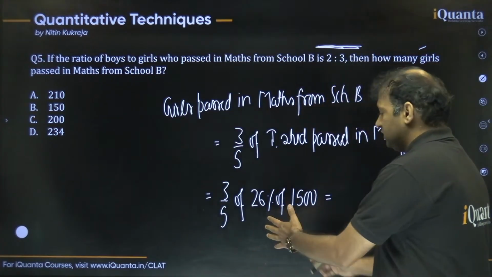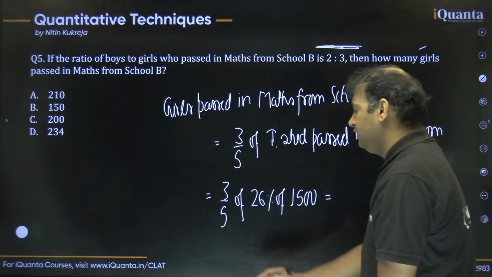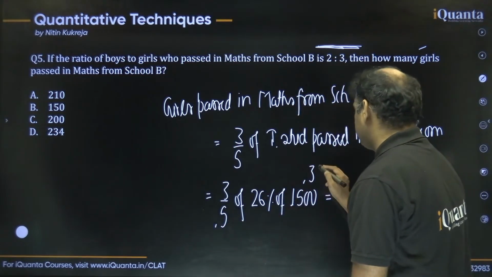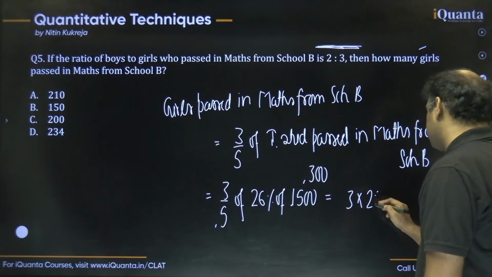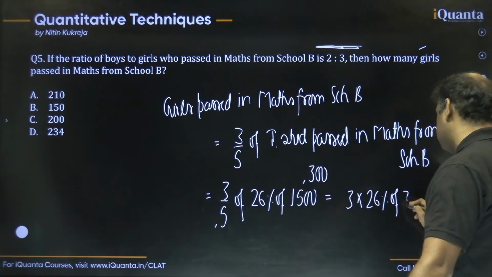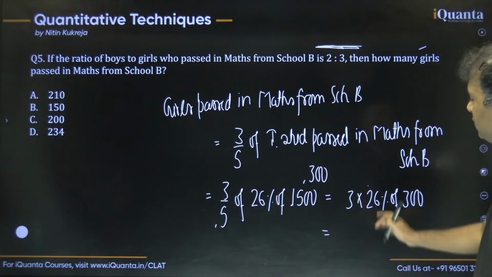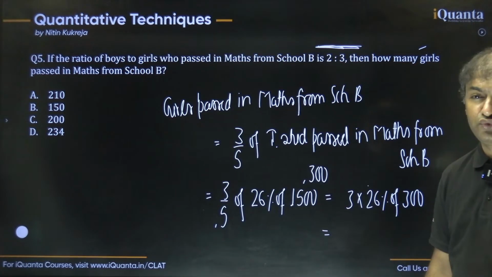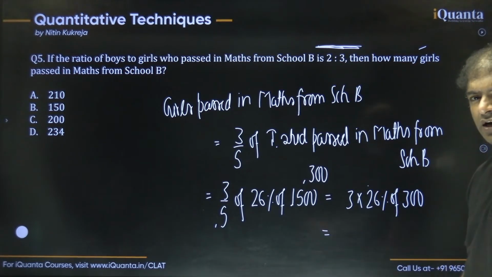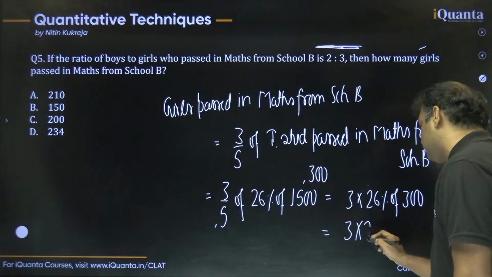So at first you can either find 26% or you can divide by 5, that's also fine. If you divide this by 5, it will be 300. So we can say 3 into 26% of 300. That also we can do that, okay? See guys, 26% of 100 is 26. So 26% of 300, we'll say 26 into 3. And 26 into 3 is 84, right? 26 into 3, we'll say 78, sorry. 26 into 3, 60 plus 18 is 78. So 3 into 78 in the end, right?